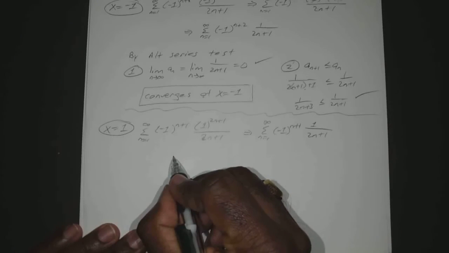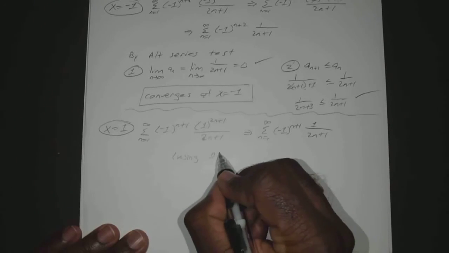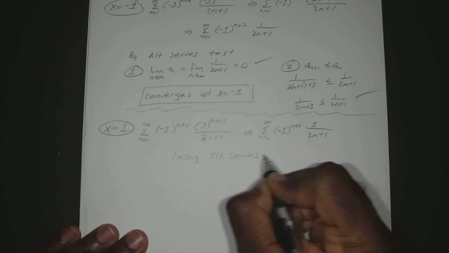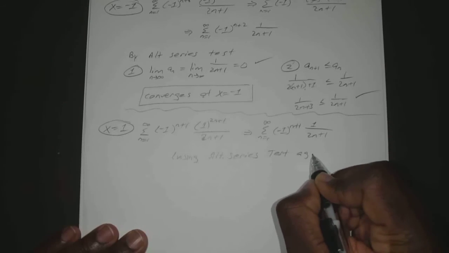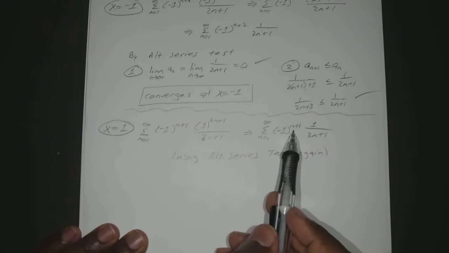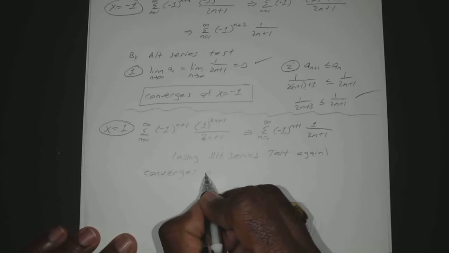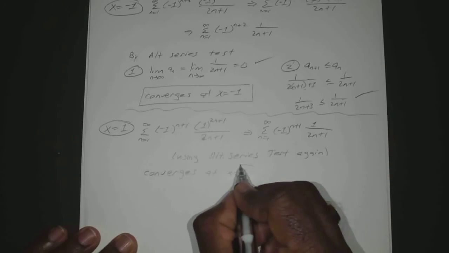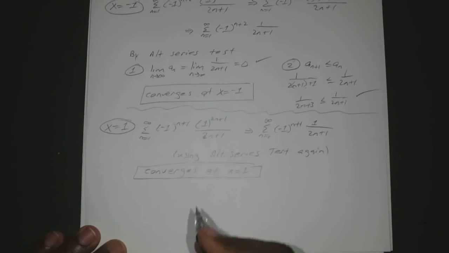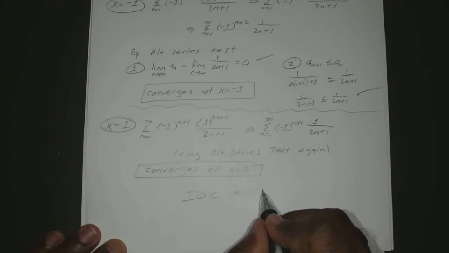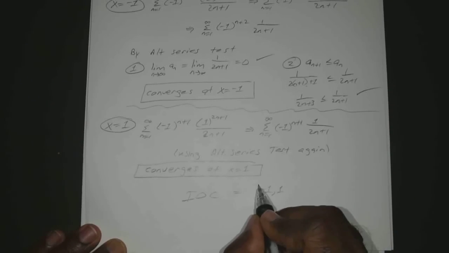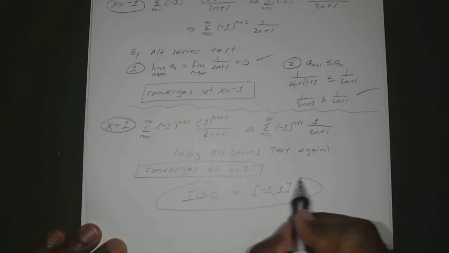And really, we can use the alternating series test again because we still have it oscillating. Using the alternating series test again, because you have the exact same thing except the n+2 and n+1, but that doesn't really matter. So we know it's going to converge here because it's the exact same test. So it converges also at x equals 1. Okay, so that means your interval of convergence is from negative 1 to 1, but now we have a bracket on both sides.